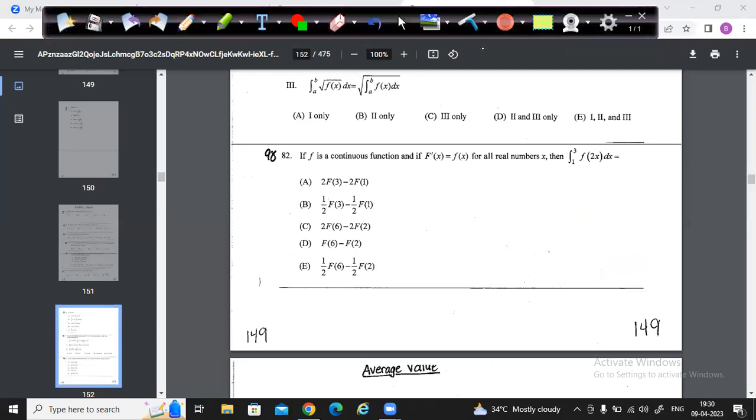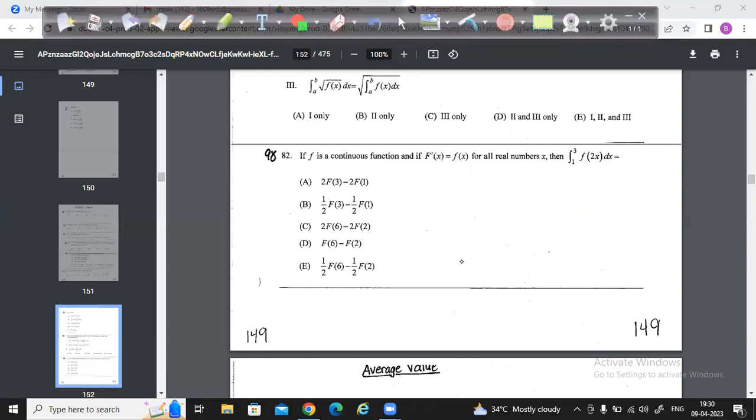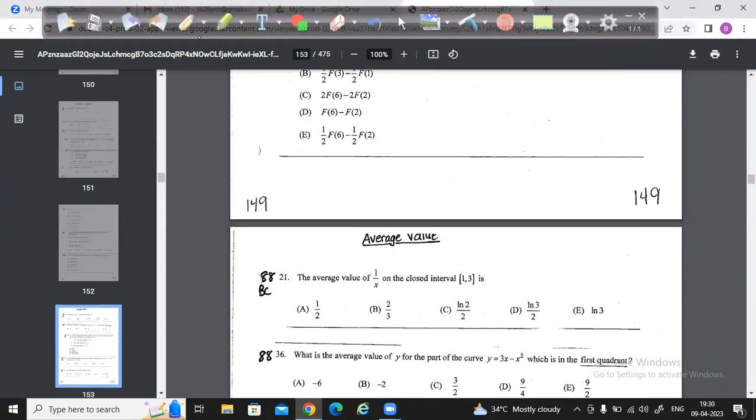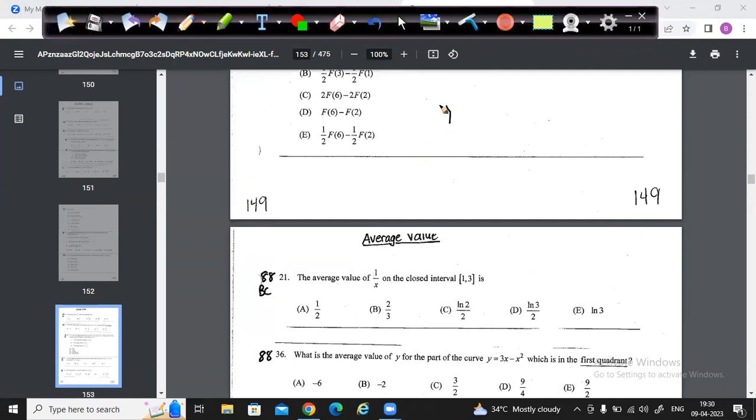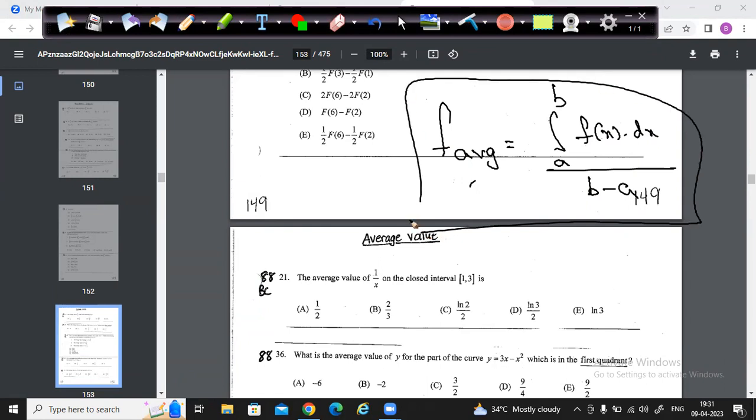So now they gave the next question as average value. Whenever you are finding average, yesterday I gave you the formula, right? How do you find average? So f of average is, wherever you are finding average, f of average is integral of a to b f of x dx total upon b minus a, which will give you the average function value. So if you can just remember this formula, you can find the average value for any function.